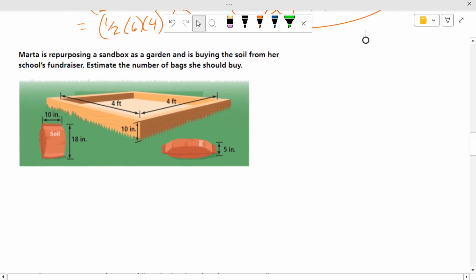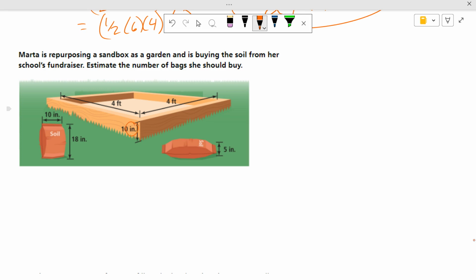Marta is repurposing a sandbox as a garden, and she's buying soil from her school's fundraiser. Estimate the number of bags she needs to buy. This is like real-world application. Okay? How much do you need to buy without overbuying and making 2 trips to the store? Okay? So, we got to figure out how many square feet, or in this case, how many square inches this is.